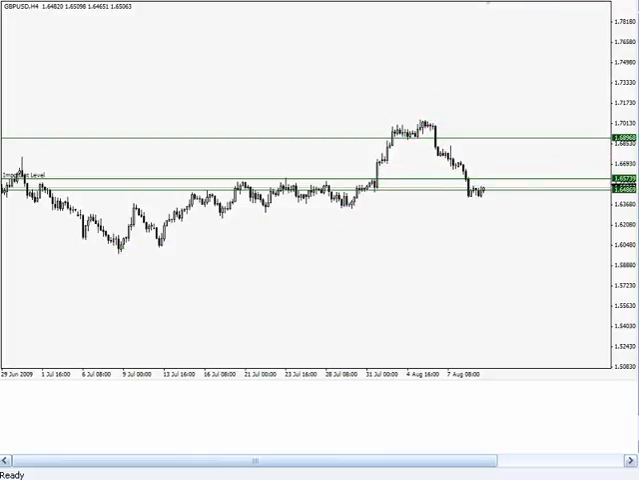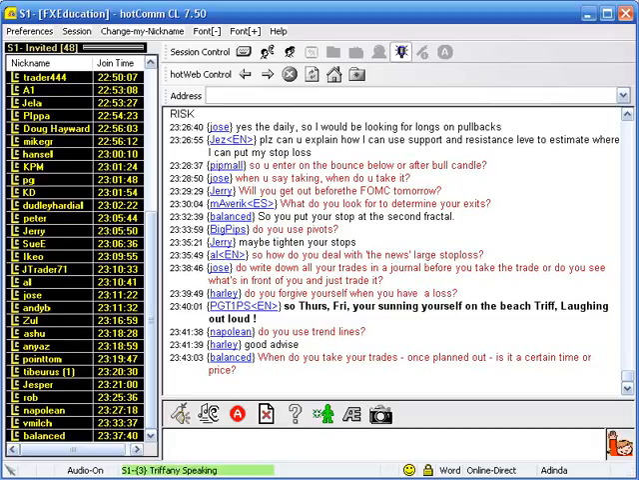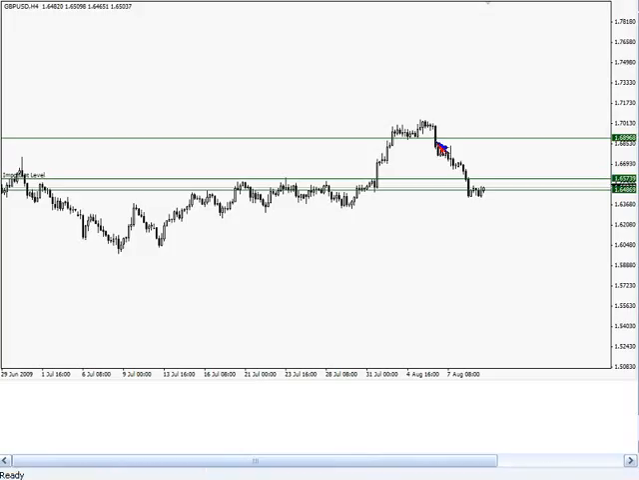So, yeah, excellent. When you take your trades, once they're planned out, is it a certain time or a certain price? A certain price. Yeah. And there are times, like this important level, I took a little bit of this short up here, down to this level here.